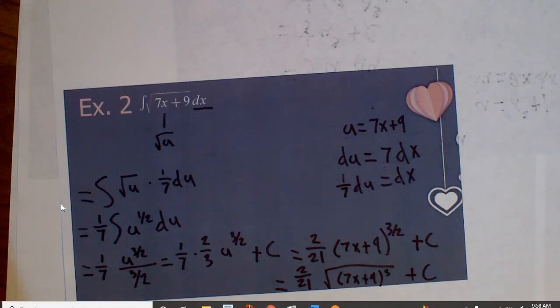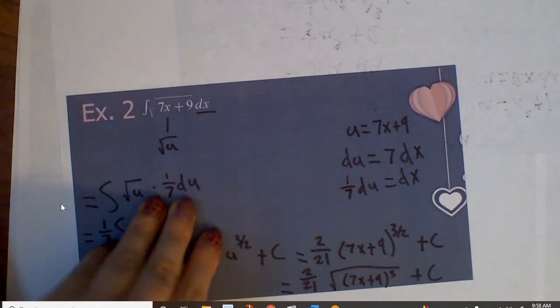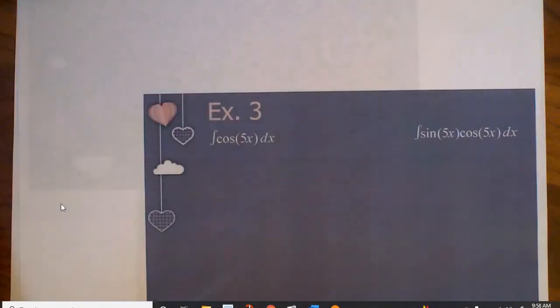So again, we're looking for our inside layer or part that we can allow to be u. And also the key there is that we want to allow it to be something that we can take the derivative of pretty easily. So let's look at some trig examples.